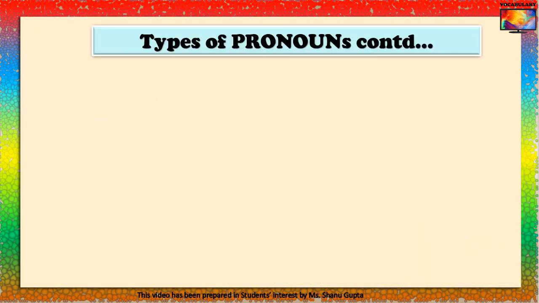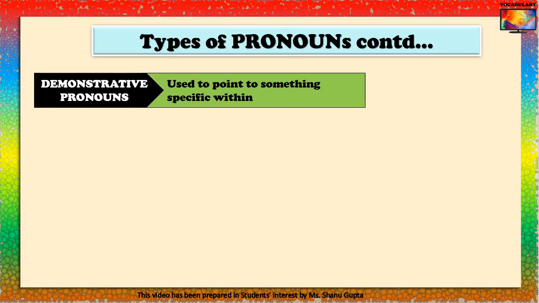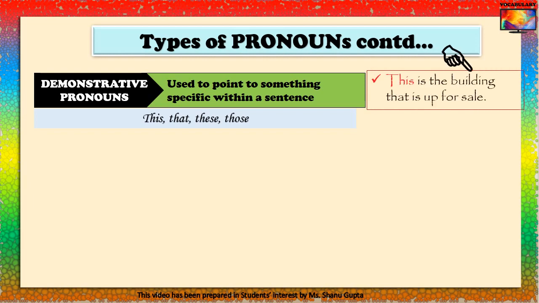Other pronoun types are demonstrative pronouns. They are used to point to something specific within a sentence. This, that, these, those, etc. are demonstrative pronouns. For example, this is the building that is up for sale. The pronoun this points out to the building in question and is a demonstrative pronoun.